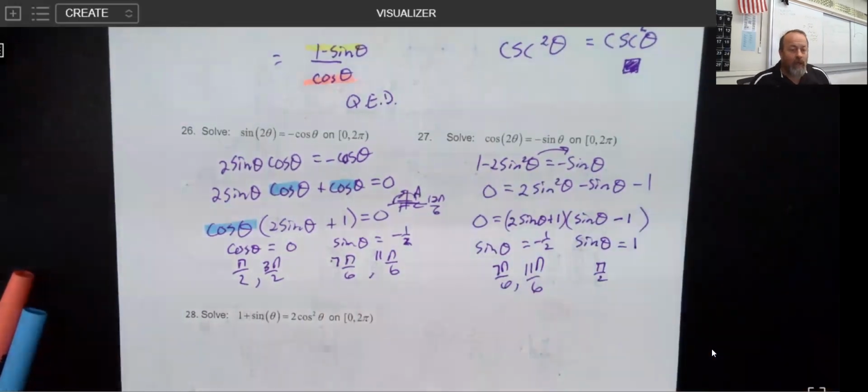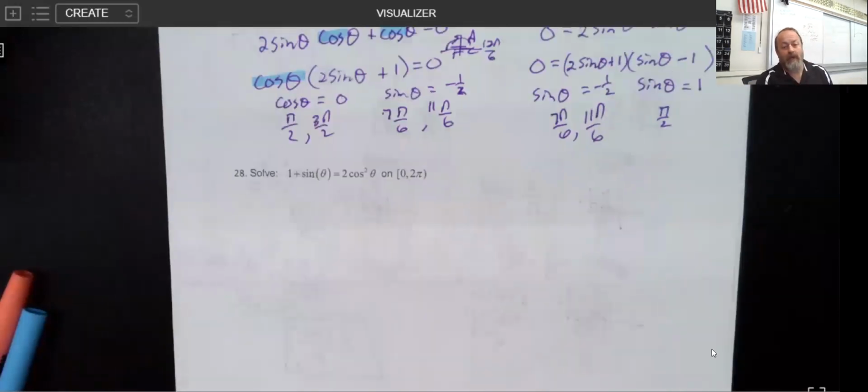So keep in mind, I can graph that if I want to. I can graph that if I want to and show that there's actually 3 answers, but you don't have to. So my last one is down here, number 28, and then we're going to be done with this.